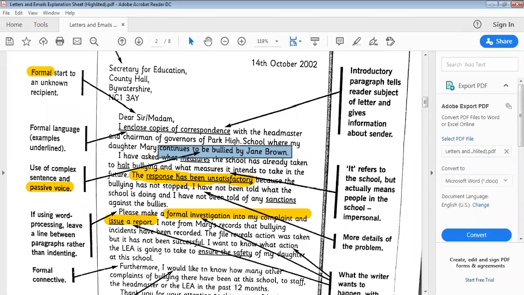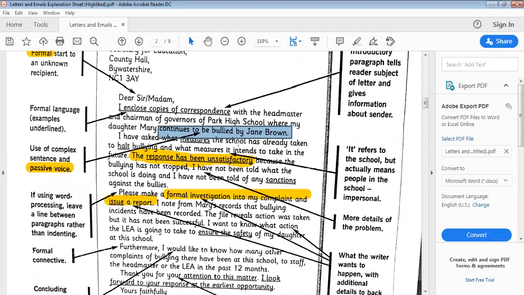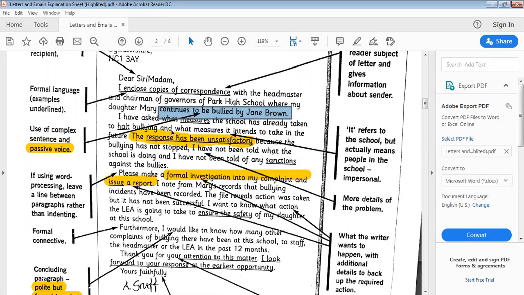He said immediately what he wanted to talk about. What comes after that is the body paragraph. Okay? Here he discusses exactly what happened. Okay? And if you keep on reading, you're going to find other examples of formal language as well. If you see this yellow highlighted part, the response has been unsatisfactory.